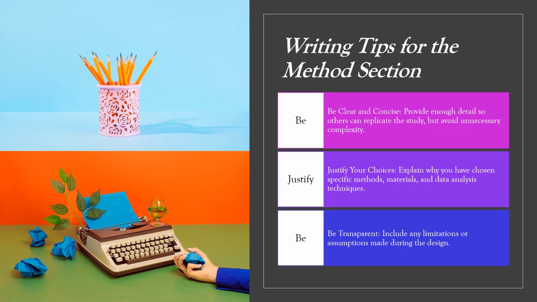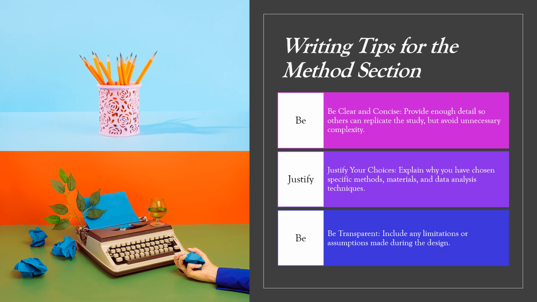So you want to be clear and concise when you're writing this up. Avoid jargon. Use simple language to explain your methods. Your goal is for someone else to read it and be able to replicate the study. The method section should describe your plans as if the study has been done.